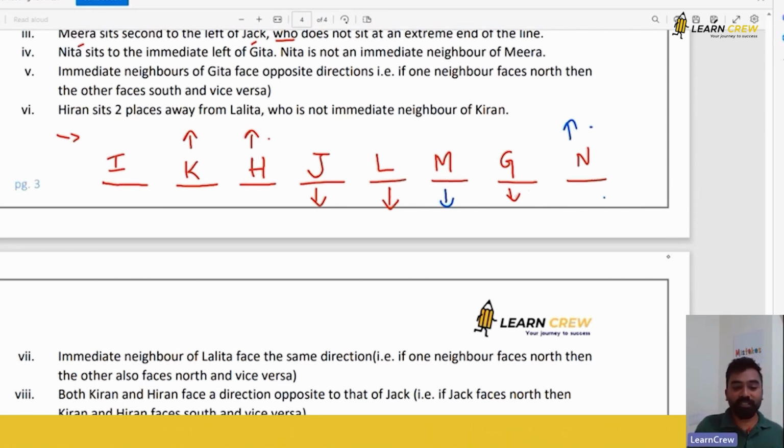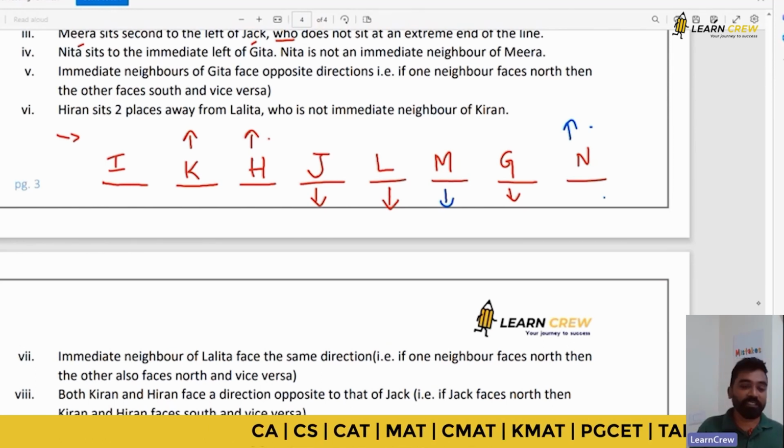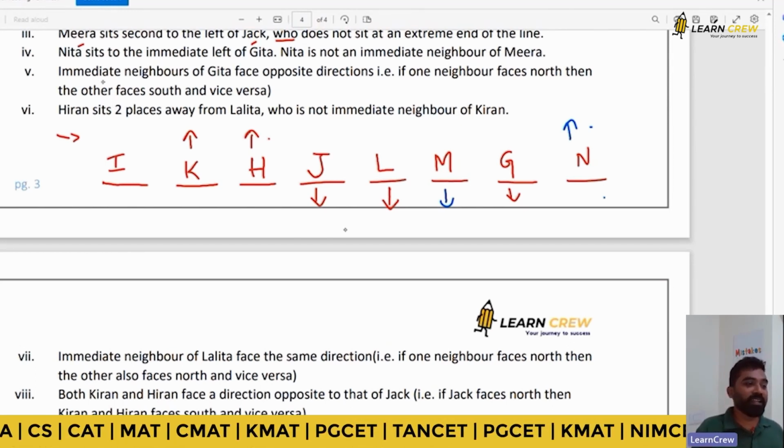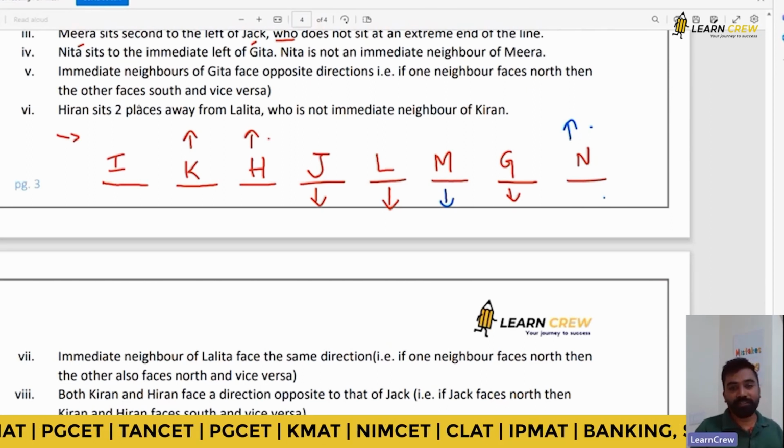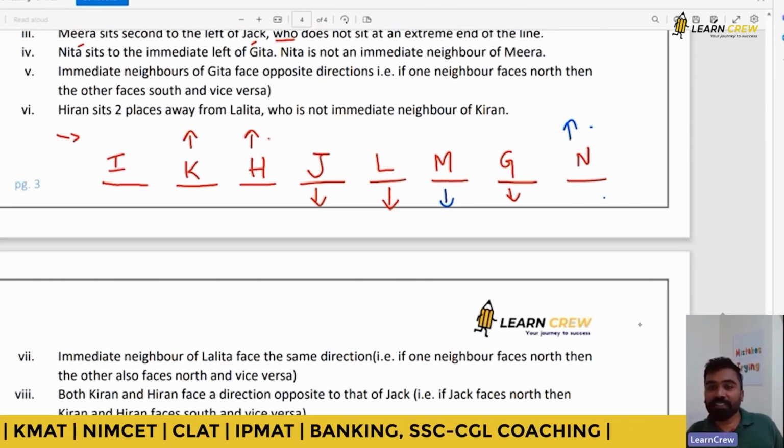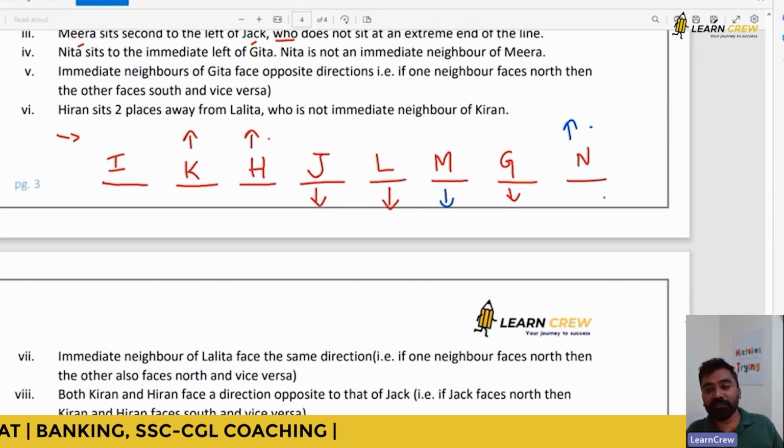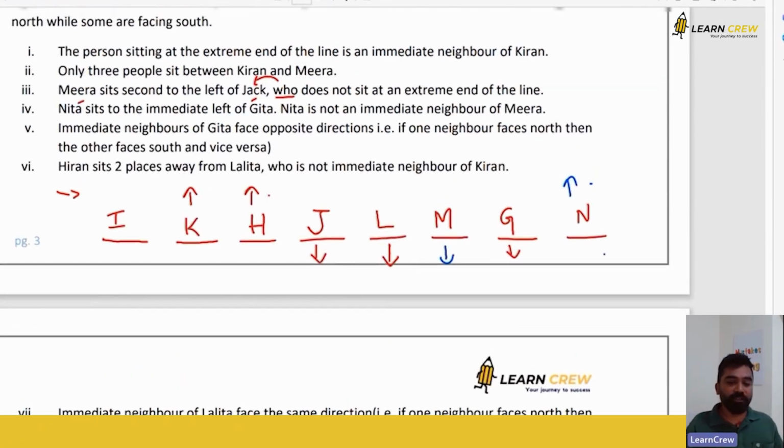Now from this arrangement, you need to start answering the questions. Is the arrangement clear or any doubts? How you got this? Each statement is very important, and next to, immediate neighbor, left of, right of, all these things, keep practicing so you will get familiarized with the sentences. So now start solving the questions.